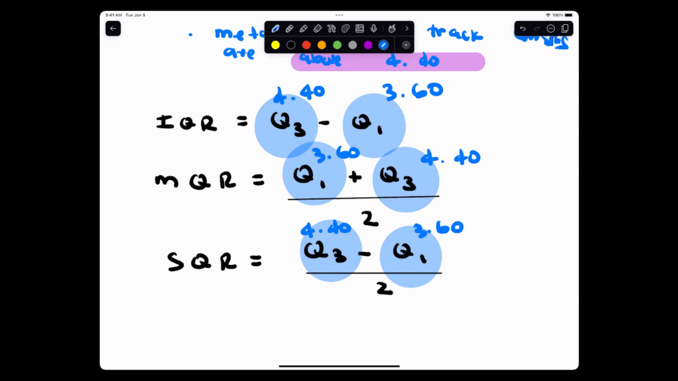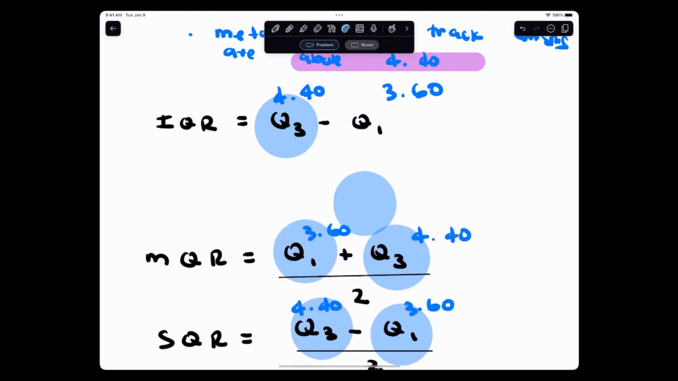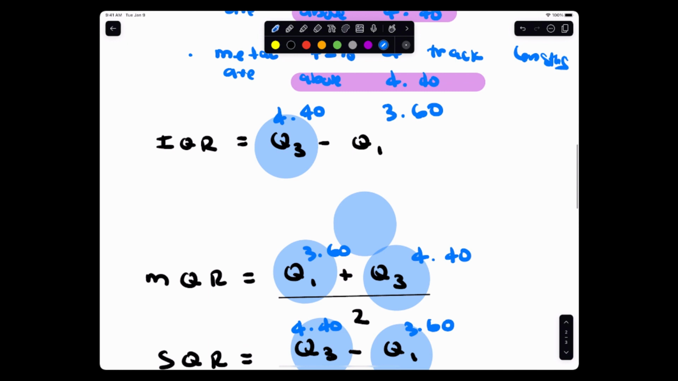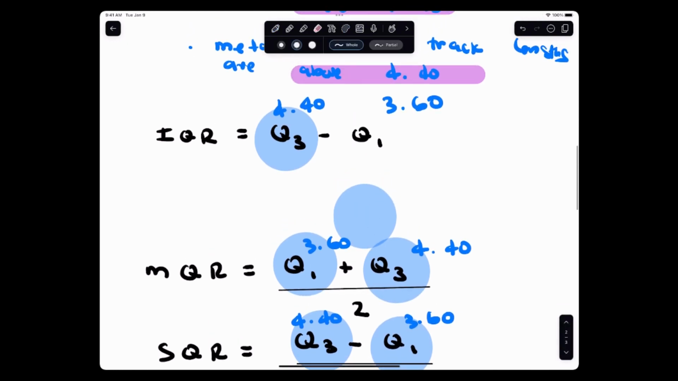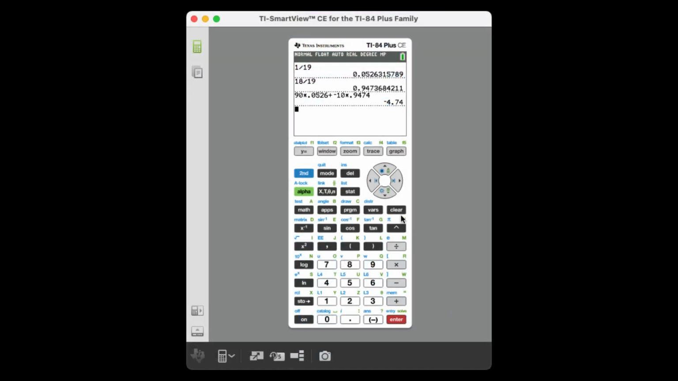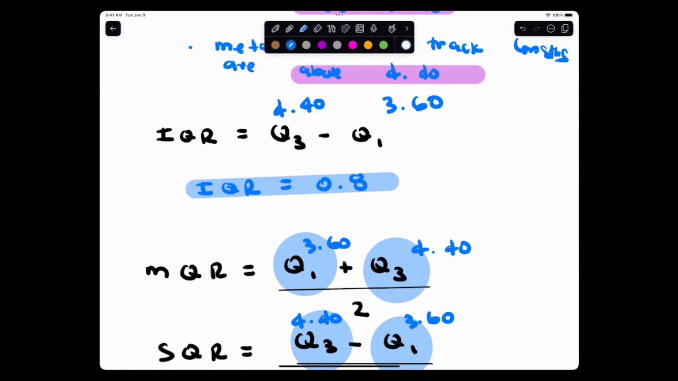Okay, so what's this one going to be? The interquartile range will be 4.40 minus 3.60, which is 0.8. Interquartile range. Easy peasy lemon squeezy.